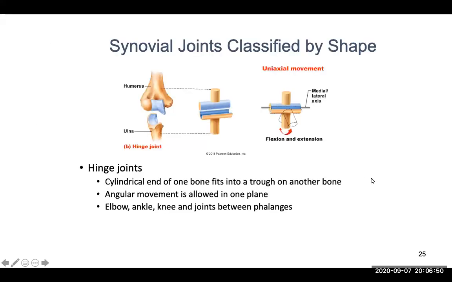More synovial joints, classified by shape, include the hinge joint. A great example of this is your elbow, your ankle, your knee, and joints between your phalanges or your fingers, because they fit together like a hinge, and they perform flexion and extension, a uniaxial movement. So just one movement, either flexion or extension.